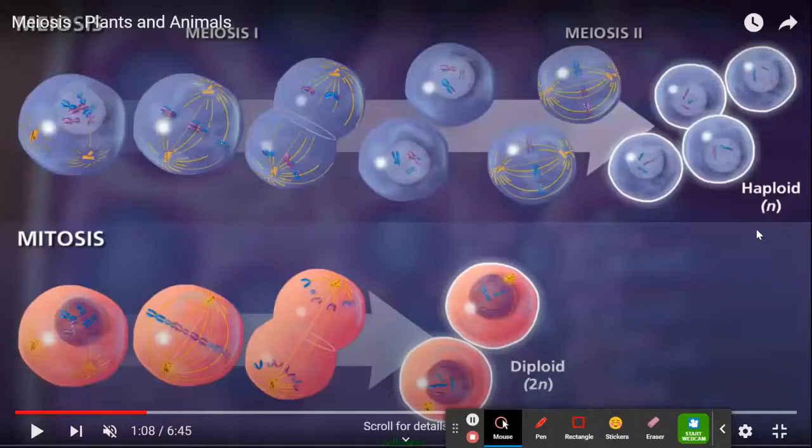Now, the purpose of mitosis is for growth and repair of somatic cells. The purpose of meiosis is to produce sex cells so that a sexual organism can reproduce.